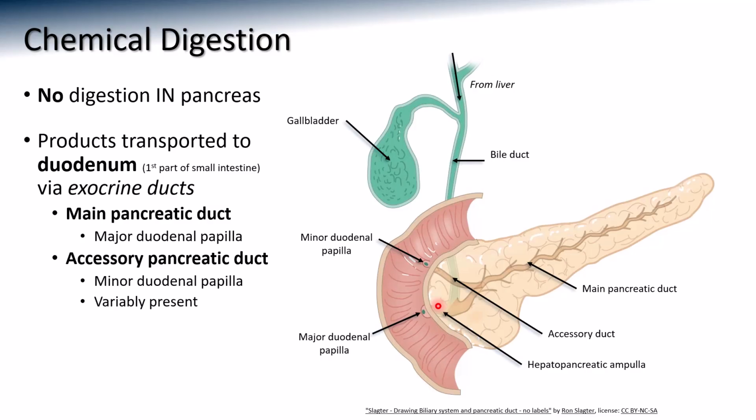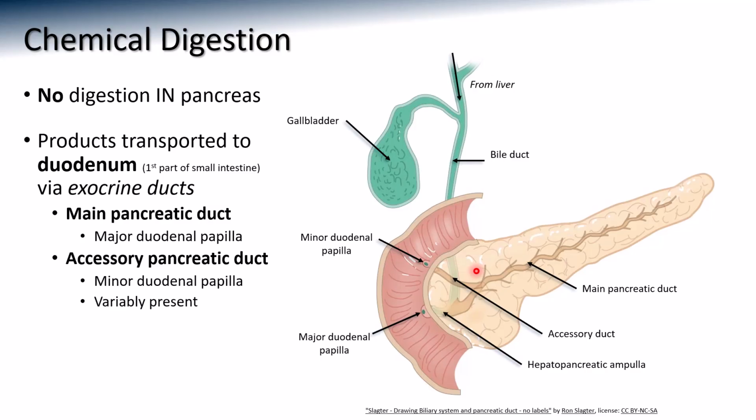This opening, where it empties, is guarded by a little sphincter muscle, and that gives it some substance, okay? It makes it stand out, makes it protrude from the wall as a papilla. And we call this one here the major duodenal papilla. There is also a minor duodenal papilla, but it's pretty variable as to whether it's present in any given individual.